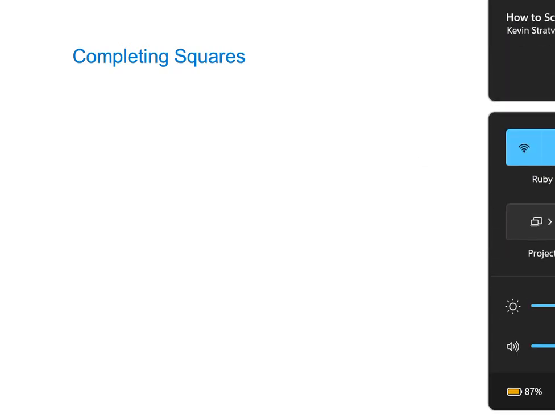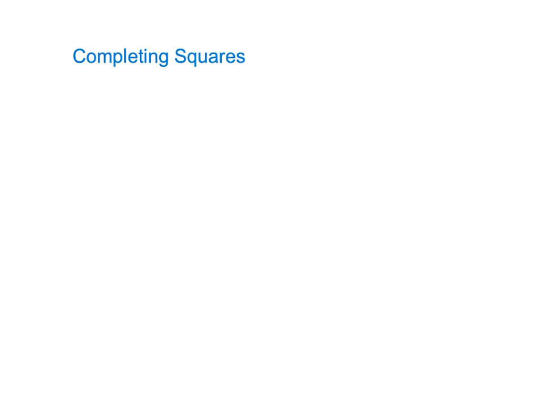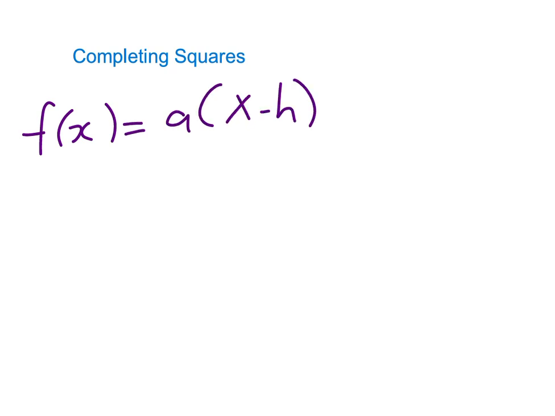And for our lesson, you're going to learn completing squares. Now you need to know the general form of completing squares. So f of x is equal to a into bracket x minus h squared plus k.